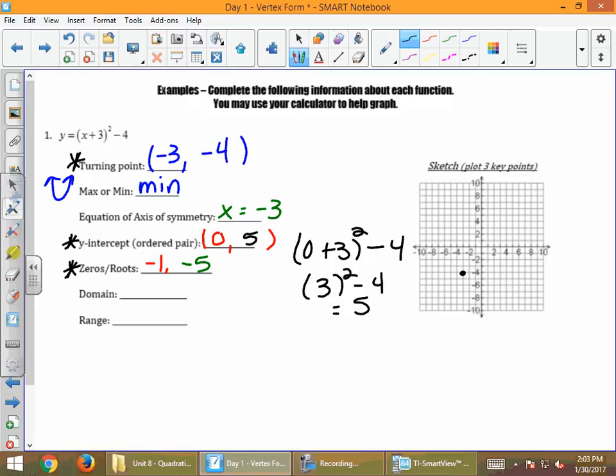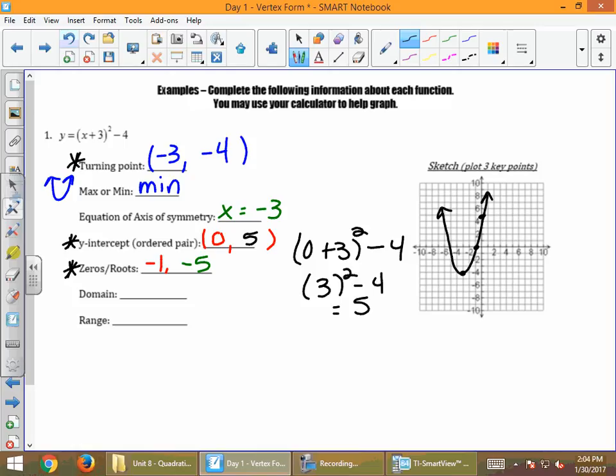Y-intercept 0, 5. And your roots are -1 and -5. And you just connect. Just a rough sketch. If you want more points, just look at your table and plot as many points as will fit on your graph. We can just do the key points. That's fine.